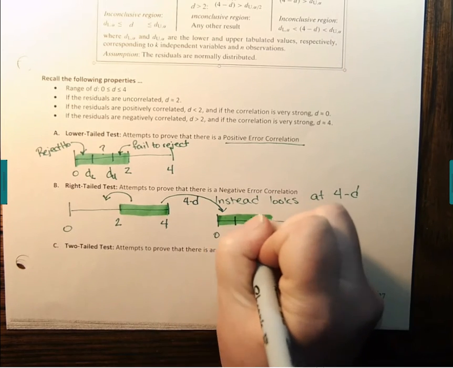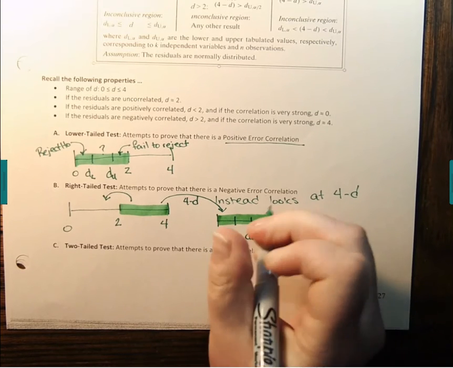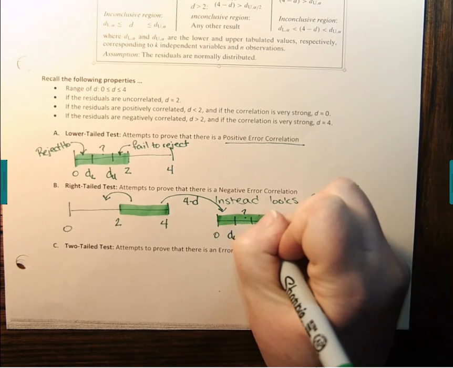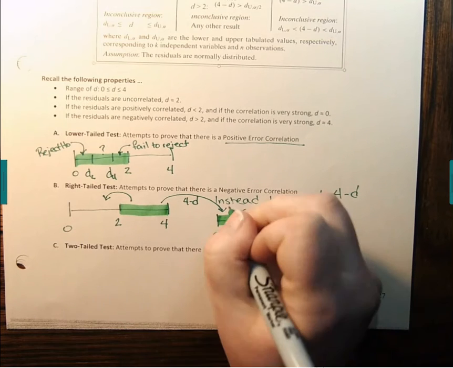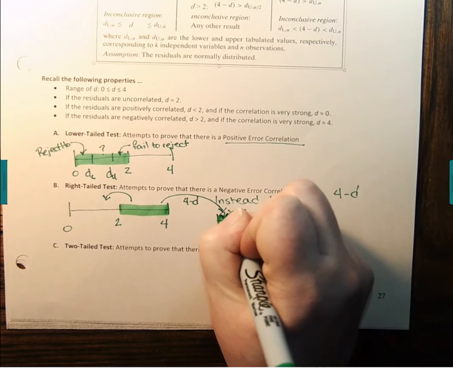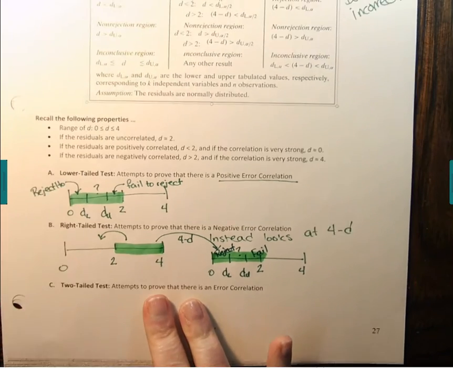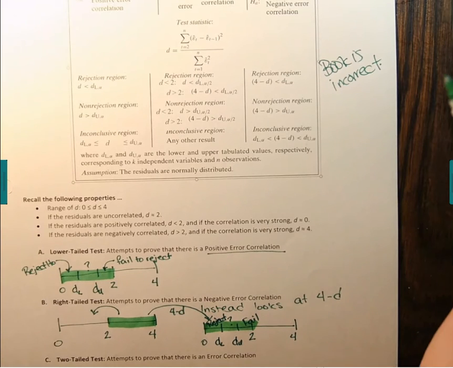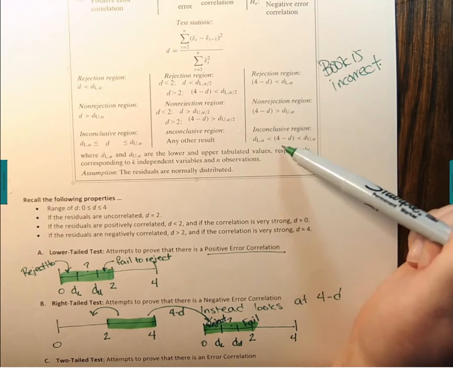And again, we have that same idea with the lower and the upper, where we don't know what happens in the middle. If we're in here, we're going to fail to reject because we're too close to 2. And if we're in here, we're close enough to 0, so we are going to reject. So that is why when you look at the upper tail test, or the test for negative correlation, you'll notice it is in terms of 4 minus D.